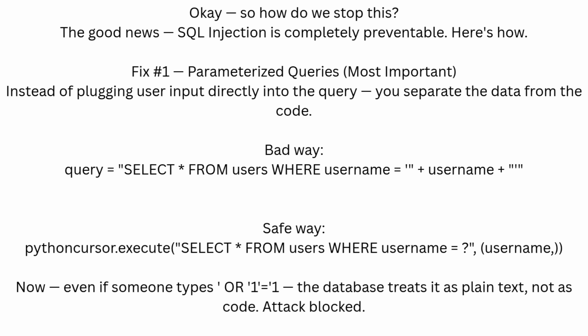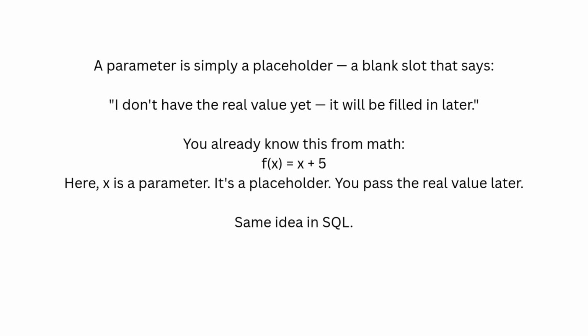Now, even if someone types ' OR 1=1, the database treats it as plain text, not as code. Attack blocked. A parameter is simply a placeholder, a blank slot that says, I don't have the real value yet, it will be filled in later. You already know this from math. f(x) = x + 5. Here, x is a parameter, it's a placeholder, you pass the real value later.